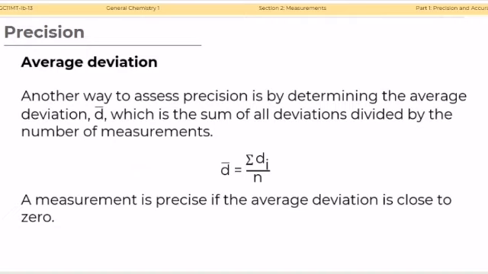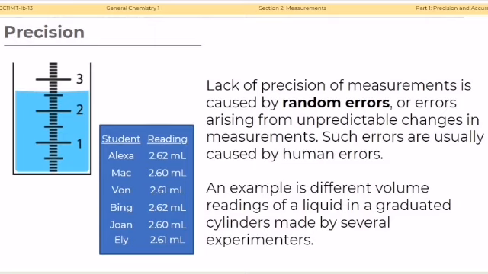Another measure of precision is the average deviation. The average deviation is obtained by determining the sum of all deviations divided by the number of measurements. Lack of precision of measurements is caused by random errors, or errors arising from unpredictable changes in measurements. Such errors are usually caused by human error. An example is different volume readings of a liquid in a graduated cylinder by several experimenters.